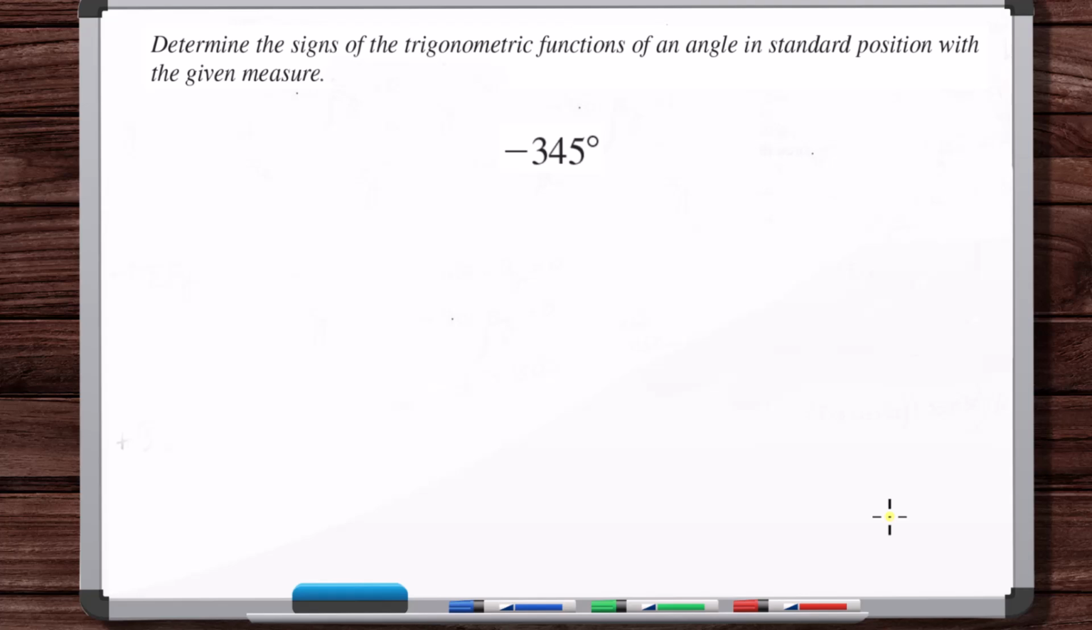Okay, minus 345. So if this is going to be the fourth quadrant. Or no, this is the first quadrant. It's minus. So you go all the way around and you're in the first quadrant, everything's positive. It's an acute angle.